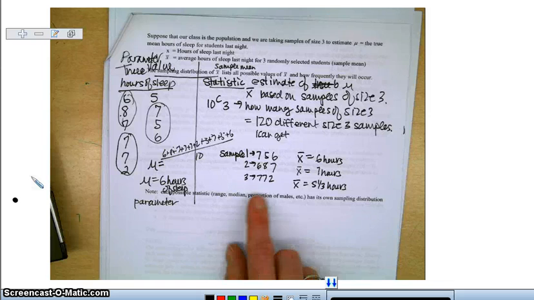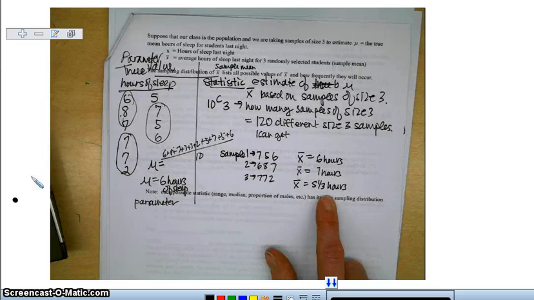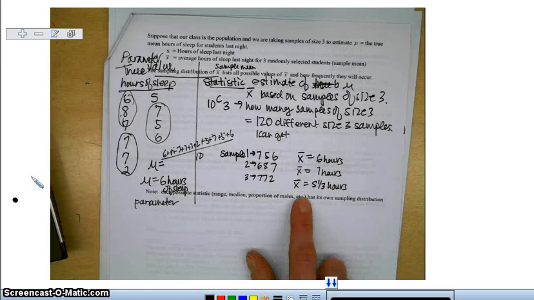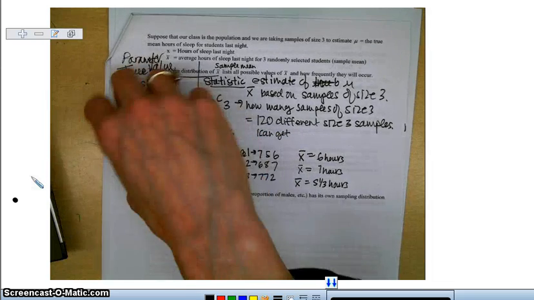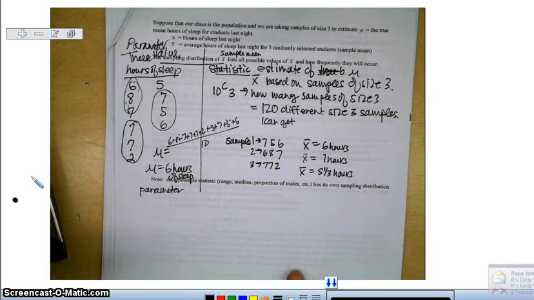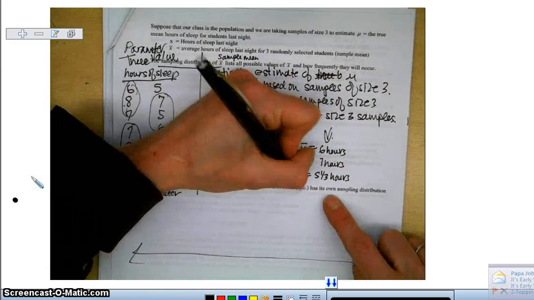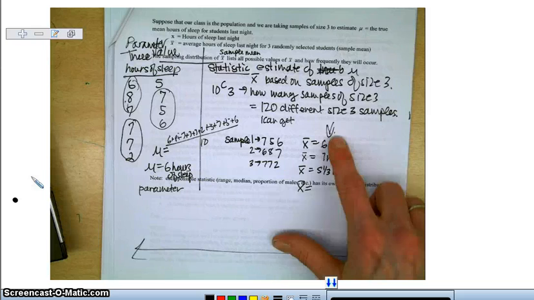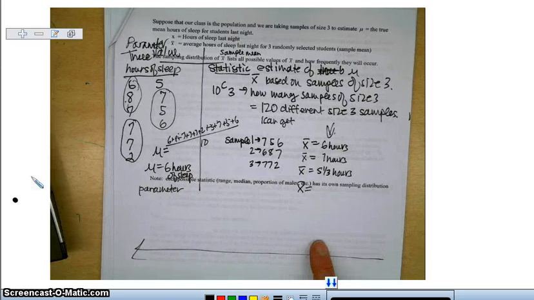Do you see how the different samples I'm picking are giving me different averages? Okay, how many of these could I pick again? 120. There are 120 different groups of 3, combinations of 3 of you that I could pick out. So if I listed all 120 of these, isn't that a list of numbers? A list of averages? Okay? That is a distribution. Any list of numbers is a distribution. So I have all 120 of those.